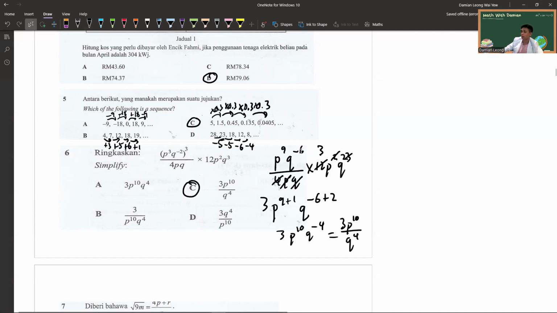Just like that, simplifying the index. If you don't want to cut first and you want to just combine everything, p to the power of 9 divide power minus 1 times power plus 2. Also q to the power -6 minus 1 then plus 3. It will end up being the same thing. Then question 7.